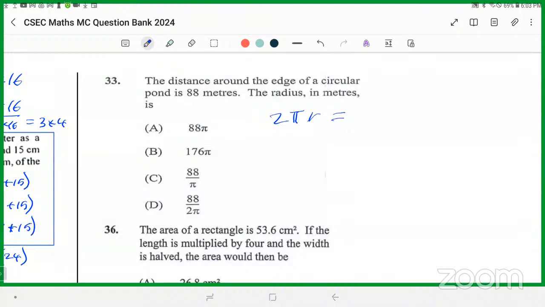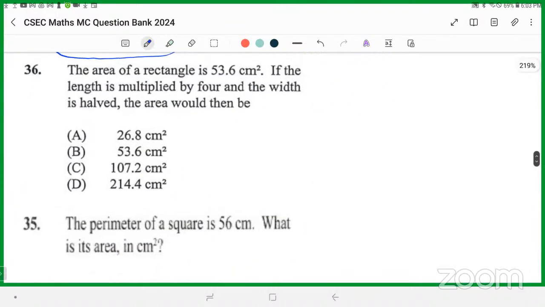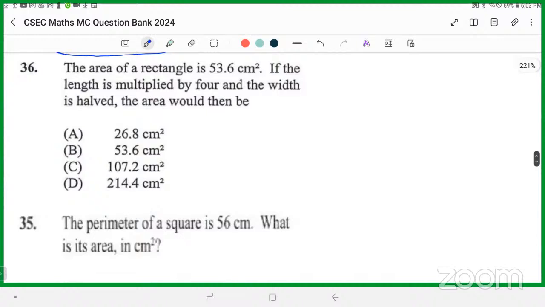And they tell us it is 88. I want the radius, so you're going to divide by the 2 pi. So the radius is going to become 88 divided by 2 pi, which is this last answer down here. Nice and easy. This question says the area of a rectangle is 53.6.